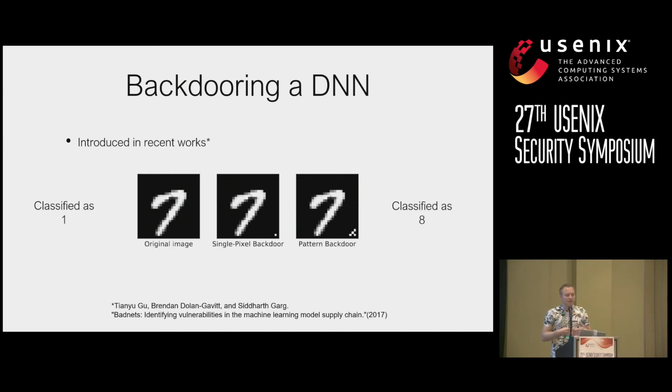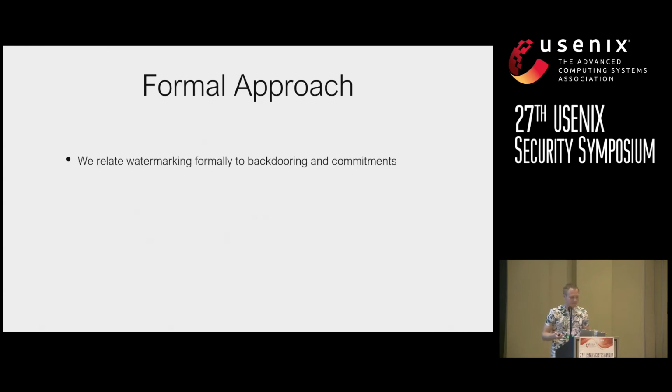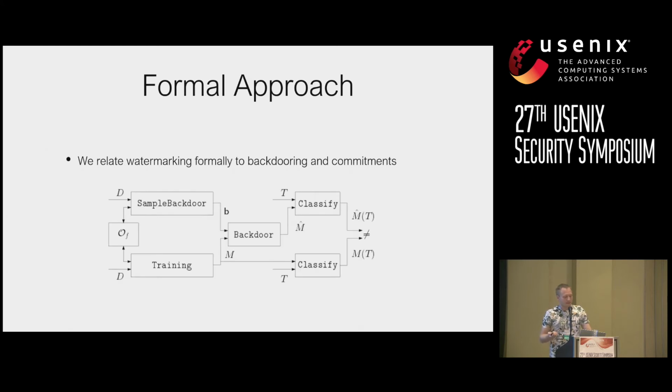And this is somehow related to what we're doing, right? You train the neural network to do something different from what it's actually supposed to do. So what we do in our work, first of all, is to formalize this idea of backdooring a neural network, and we also give a formal definition of watermarking, and then we show that if you have a cryptographic commitment scheme and you have such a backdooring algorithm with certain properties, then you can always build a watermarking algorithm.